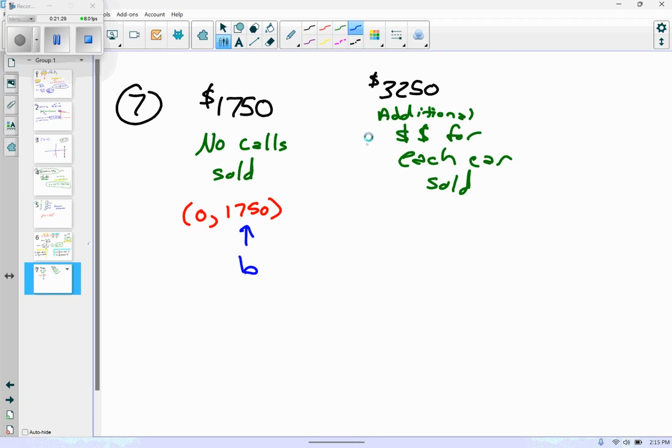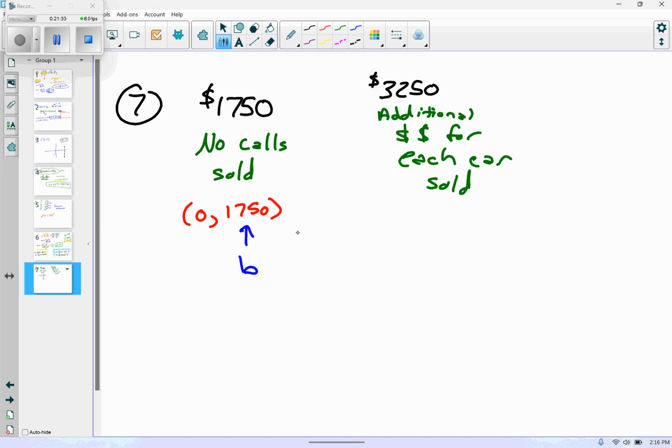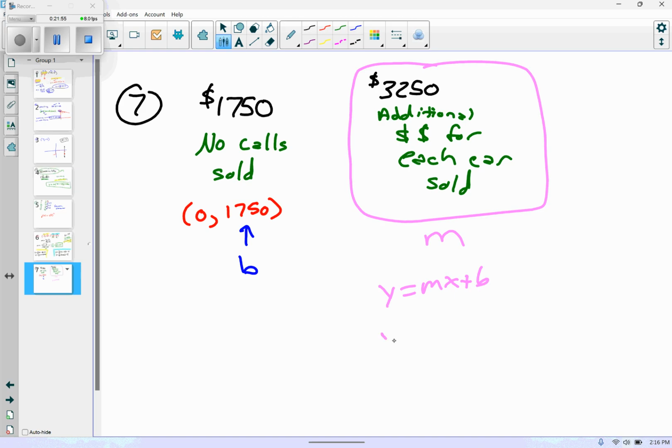I don't think it's a point. So if it's not a point, what was the other thing we've been talking about so far? Equation, but what goes into an equation? Slope. I think this, my friends, is our slope. So, which equation do you want me to use? This one or this one?